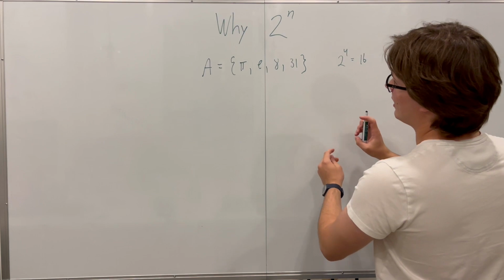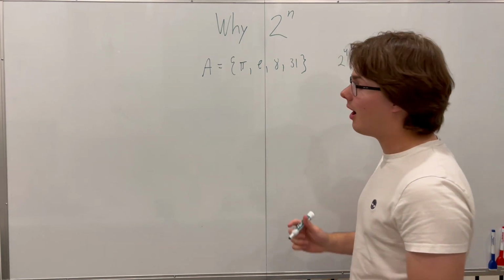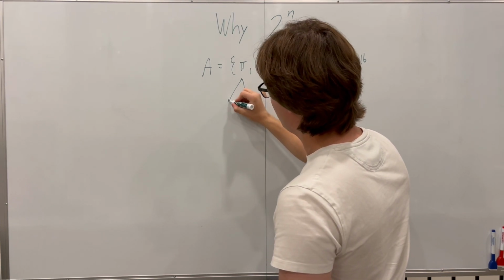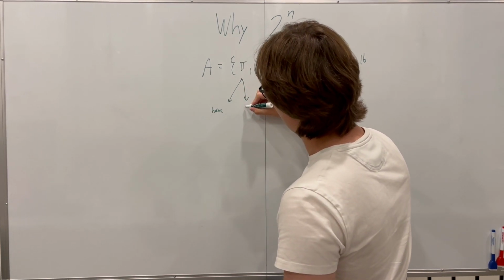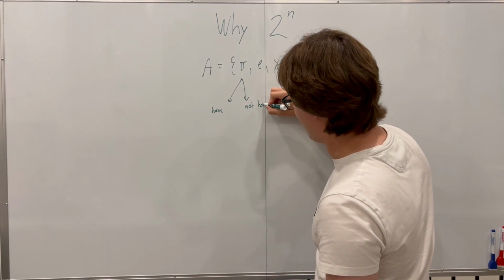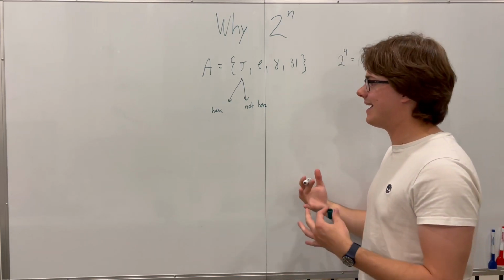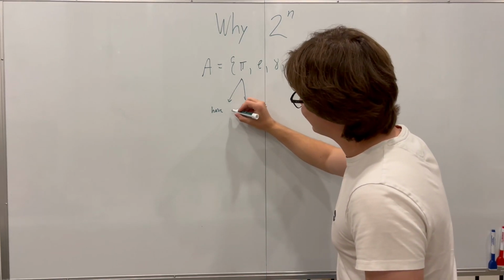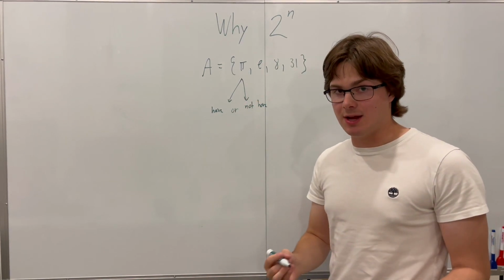So let's just isolate this to look at just the element pi. A subset can either have pi or not have pi, right? It's that simple. It can't have both pi and not have pi. So this is going to be an or statement.